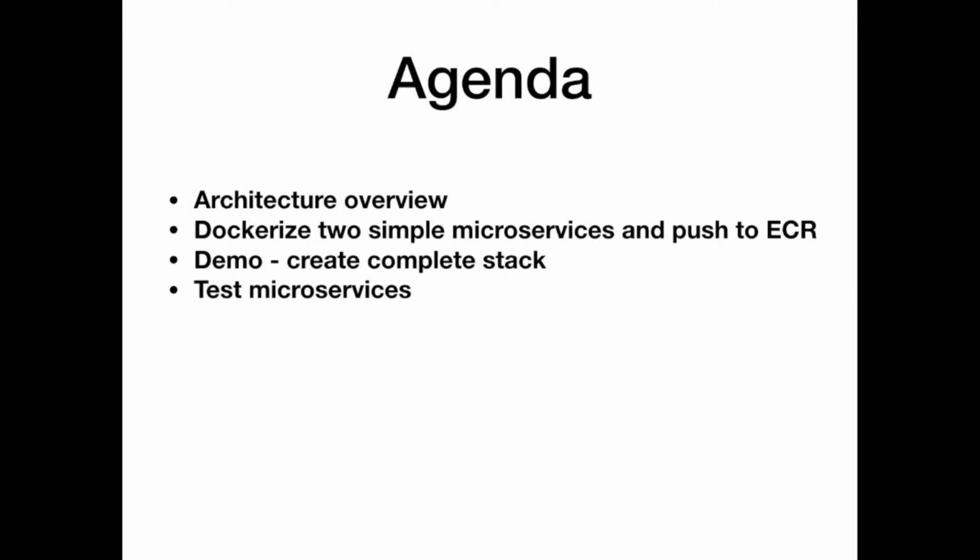Here is the agenda for today. I will first give you an architecture overview. Then we will create two simple microservices, Dockerize them, and push to ECR, AWS Elastic Container Registry. Then we will create the complete stack all the way from creating the VPC to deploying the services, and then we will test the microservices. Okay, let's get started.